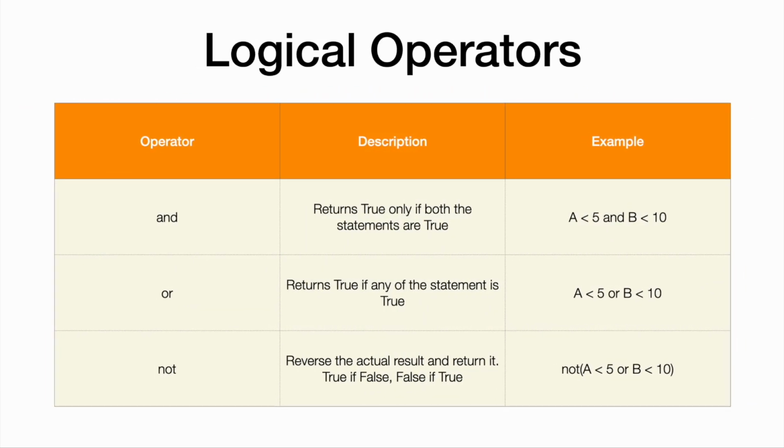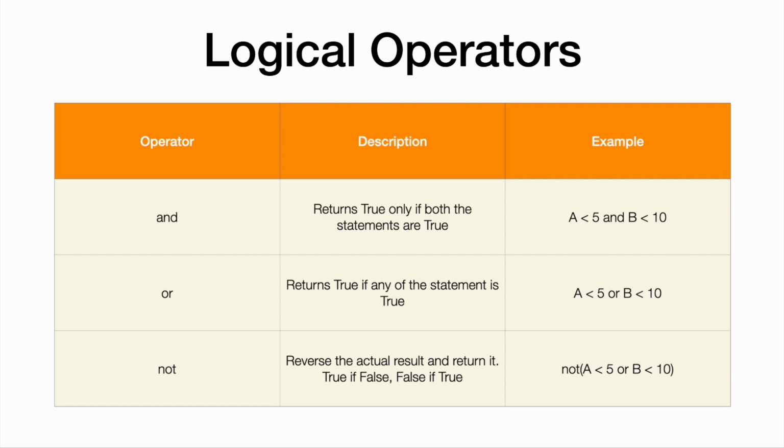And the next one is logical operators. Logical operators are used to combine conditional statements. We will use these logical operators only when we have multiple conditions. These logical operators are and, or, not. And will return true if both the statements are true. Or will return true if any of the statements is true.